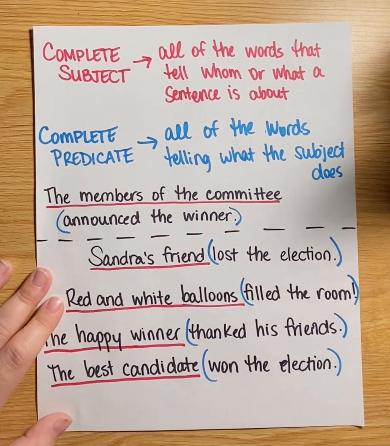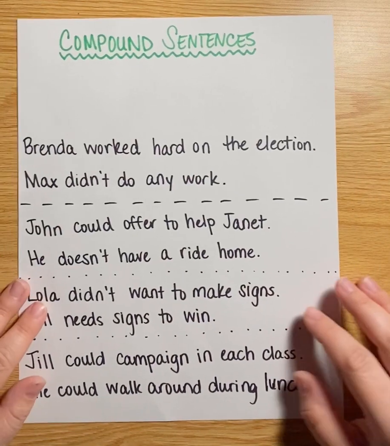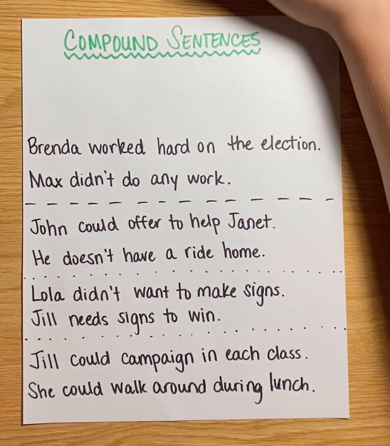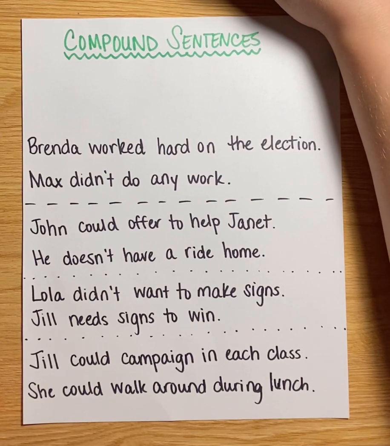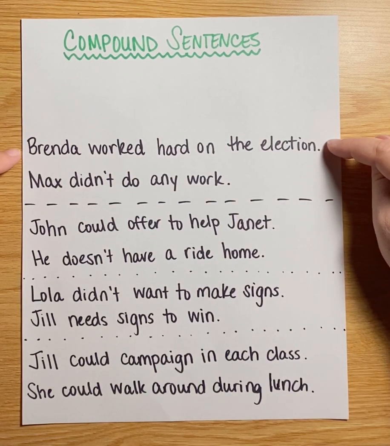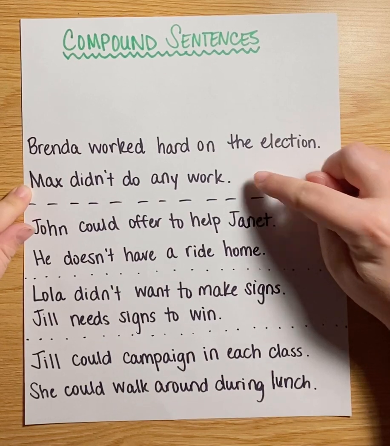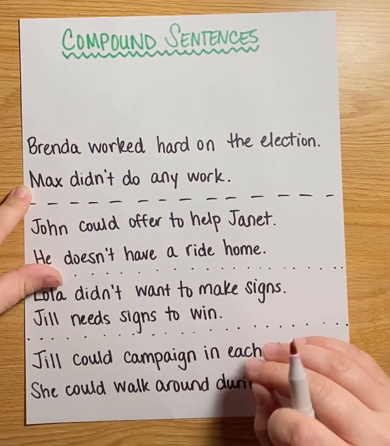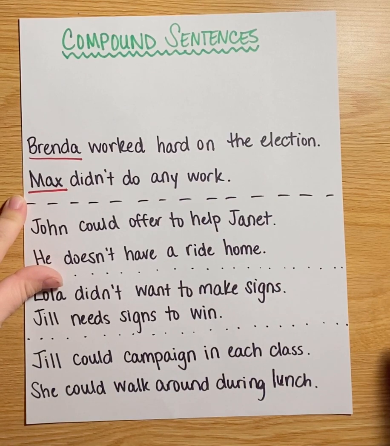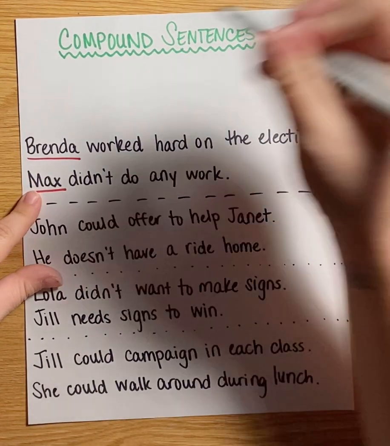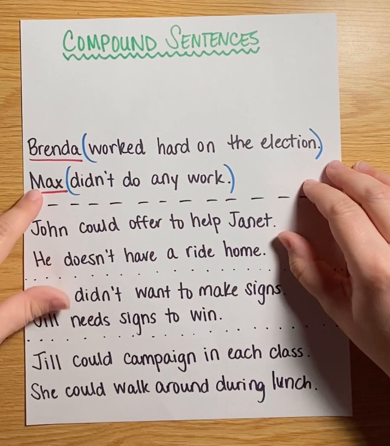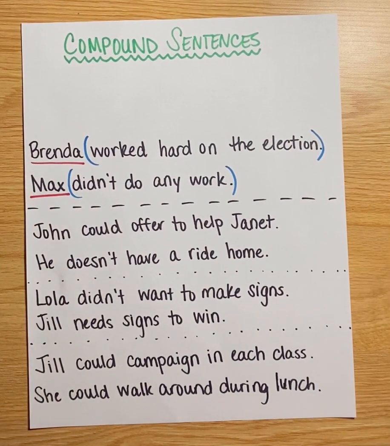Now, how this transfers into compound sentences is a little bit special. When we're talking about compound sentences, we're actually talking about two smaller sentences that we're putting together. And the way that we're putting that together is kind of special. So we take our two smaller sentences. So let's say we look at Brenda worked hard on the election and Max didn't do any work. Both of these have a complete subject and a complete predicate. So if I say Brenda and Max, right? Those are both my subjects. And then worked hard on the election would be my complete predicate, and didn't do any work would be my complete predicate. Okay?